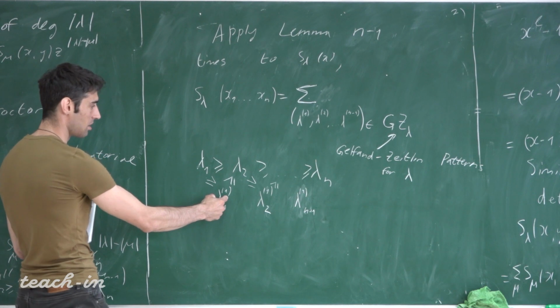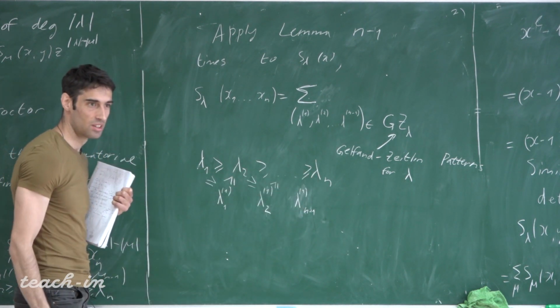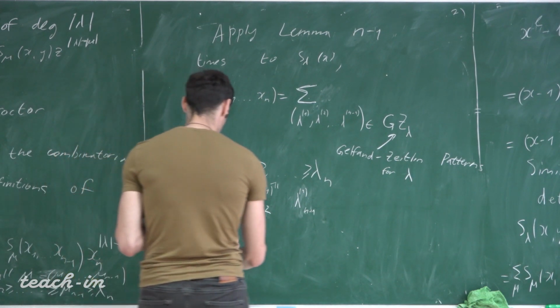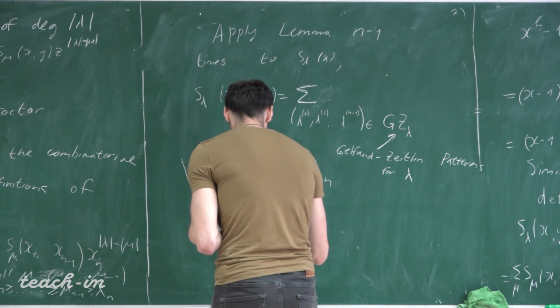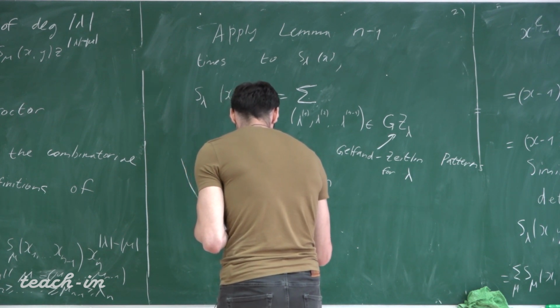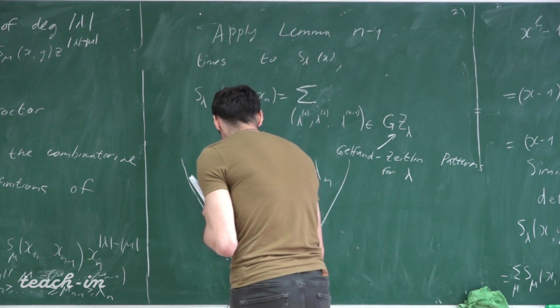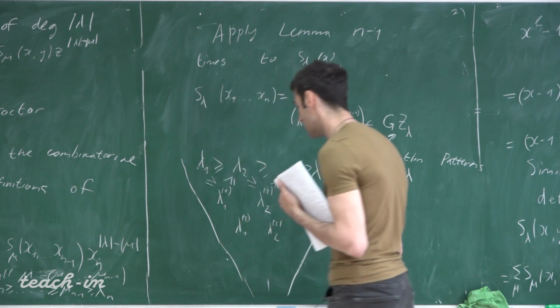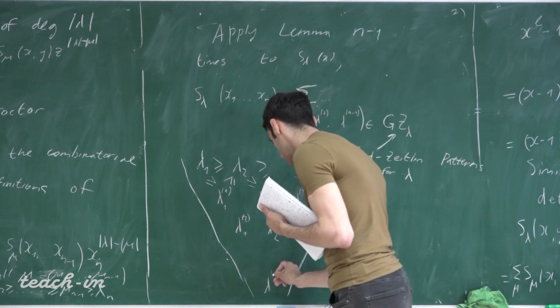So lambda 1 has its parts sitting in between these ones. But then I just continue. So lambda 2 is here. I continue until I end up with just one number, which is lambda, I think, n minus 1.